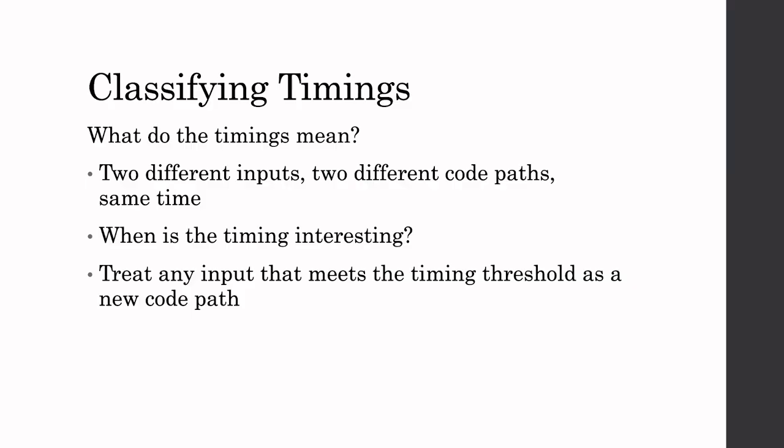It's actually the challenge faced by this fuzzer. And so what this fuzzer does is it just treats any input that meets the timing threshold as a new code path to be saved and explored further later on. Now, what is the timing threshold? The timing threshold is the time it took the seed to execute multiplied by a timing sensitivity, typically 1.01, 1.2, just slightly higher than the seed value.